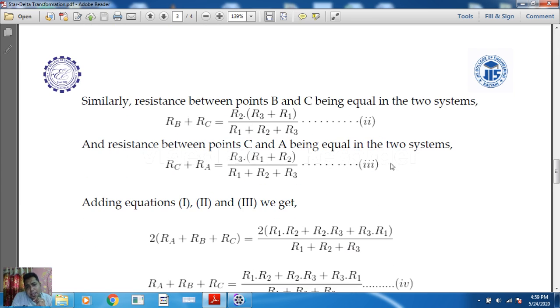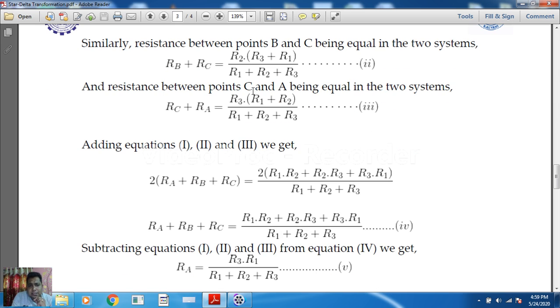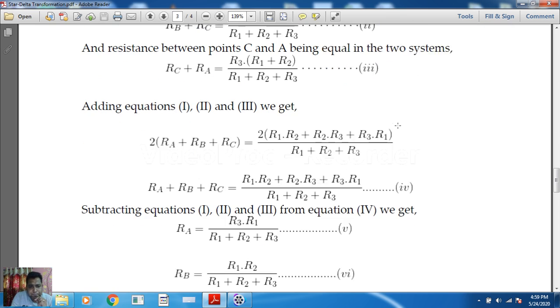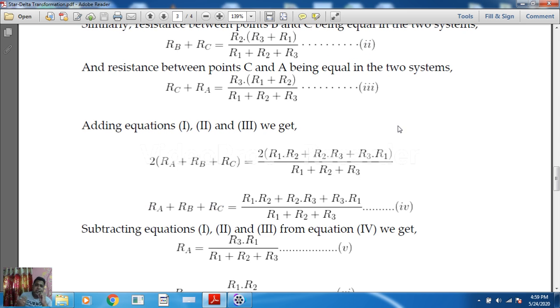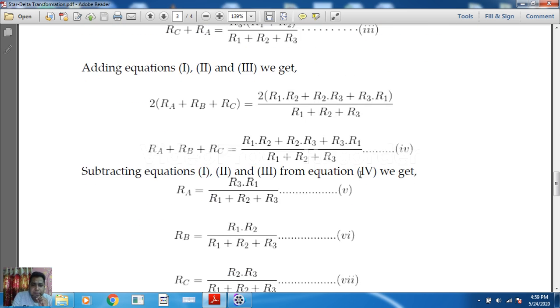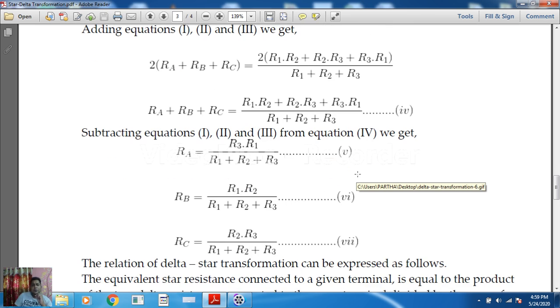Like this way, we again calculated the equation between B and C terminals and C and A terminals. So equation 2 and equation 3, done the same way as between the A and B terminals. So we know three equations. Now from the three equations, by simplifying, we can find the resistance values of RA, RB and RC. That means we have three unknowns. What are the knowns? R1, R2 and R3 are known, and the unknowns are RA, RB, RC.